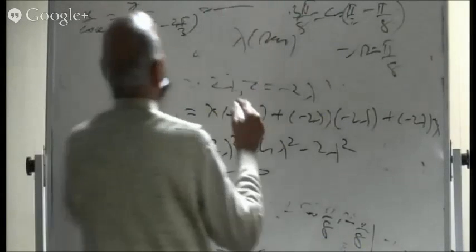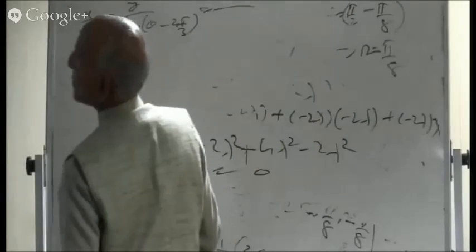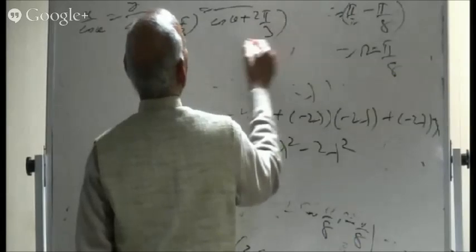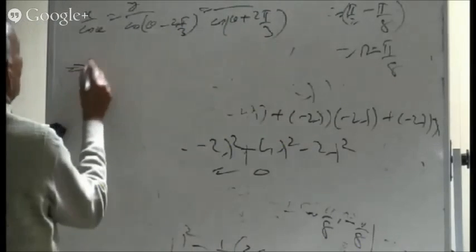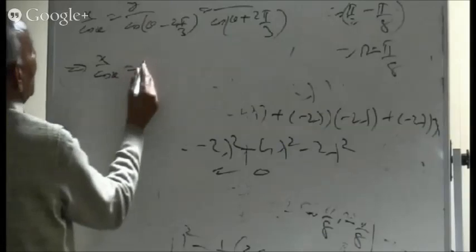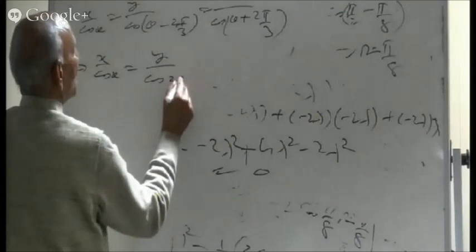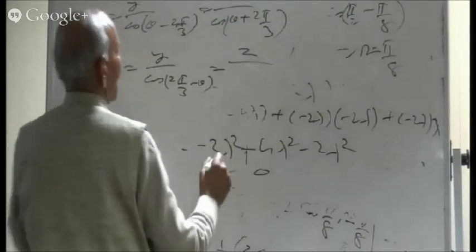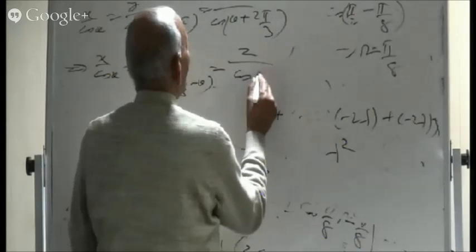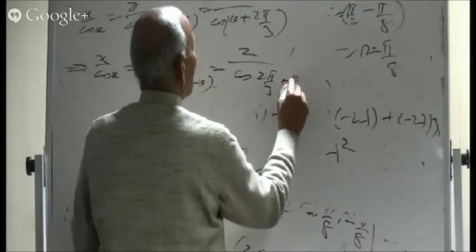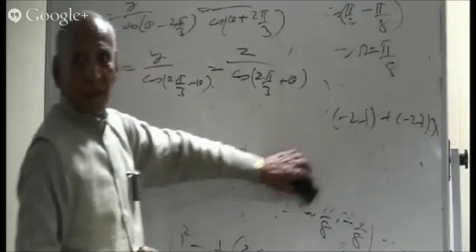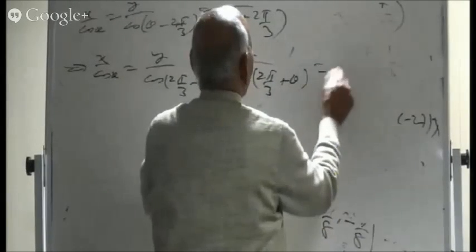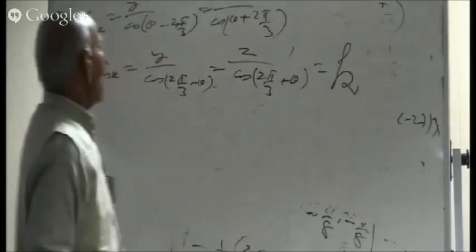Anyway, here is z over cos of theta plus 2 pi by 3. I want to write it in a simple manner. I want to convert it as x by cos theta, and here I want to write y as cos of 2 pi by 3 minus theta, and here it is z over cos of 2 pi by 3 plus theta. Does not matter. Is it all right? So I am calling it, say, lambda or k, whatever you want to say. Let me call it k.